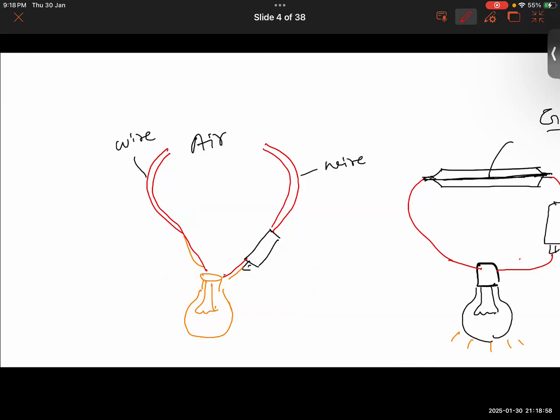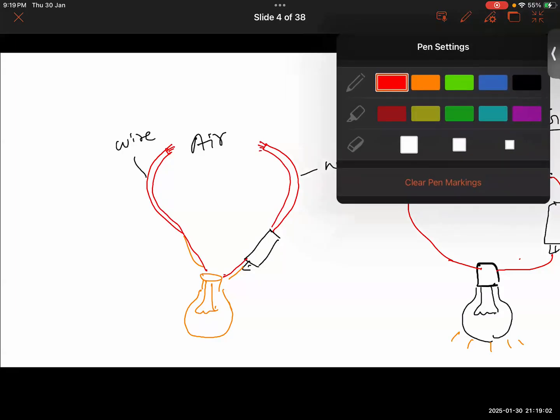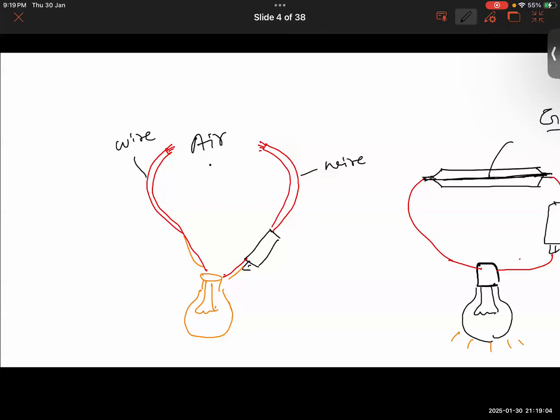Yes, sir. So these are the open wires. If air were a good conductor, the bulb would have glowed, but the bulb is not glowing because air is not a good conductor. Air is considered an insulator, a material that does not allow electricity to pass through it. Hope that clears it. Yes, Ayush, you getting it, and Salman?